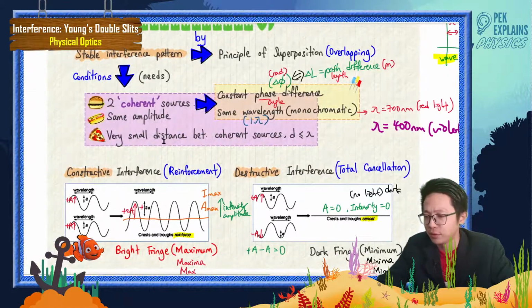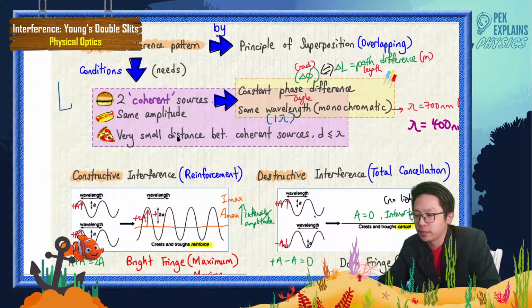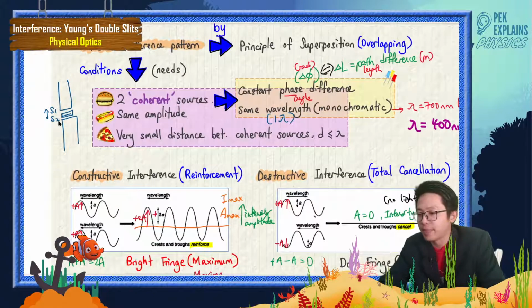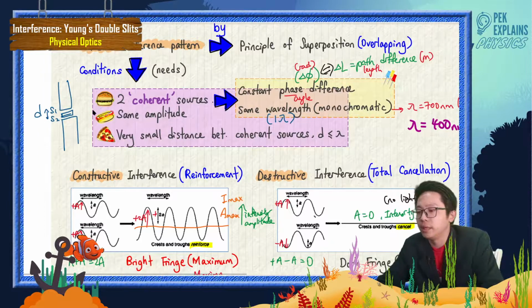Between the two slits, the S1 and S2. They must be very close to each other. The separation between the two slits cannot be very far apart. S1 and S2 must be very close to each other. How close is it? This d needs to be almost equal to the wavelength.